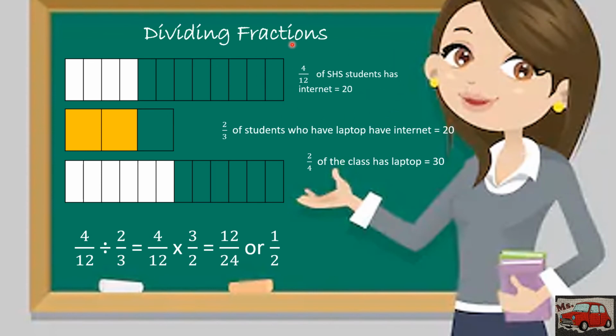So, ito yung fraction ng mga estudyante na may internet. Tama? So, sa kabuuan, 4/12 yung may internet sa buong senior high. The next factor is 2/3. So, ito yung mga estudyante na may laptop na may internet. Okay? So, kung ito, yung grupo ng estudyante na may laptop, ito lang yung merong internet. 2/3. Okay? So, the question is, so ano yung fraction nung grupo ng mga estudyante na may laptop? So, in short, anong fraction to sa kabuuan ng senior high?